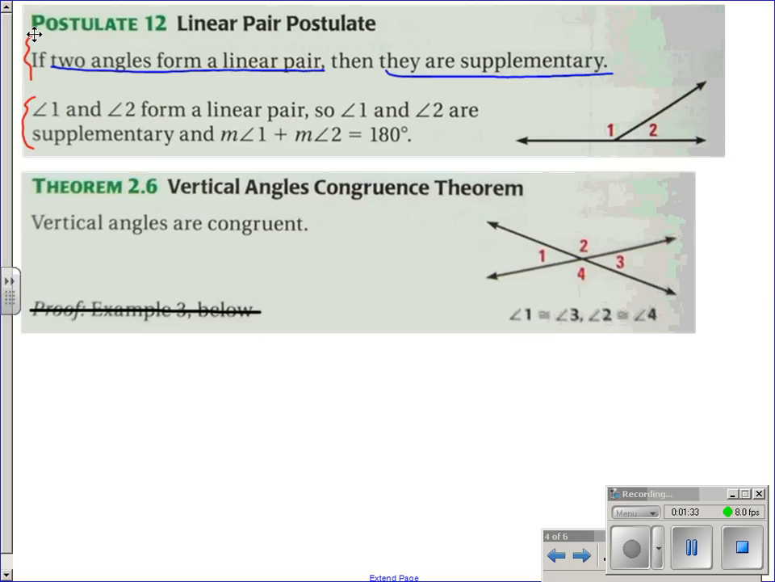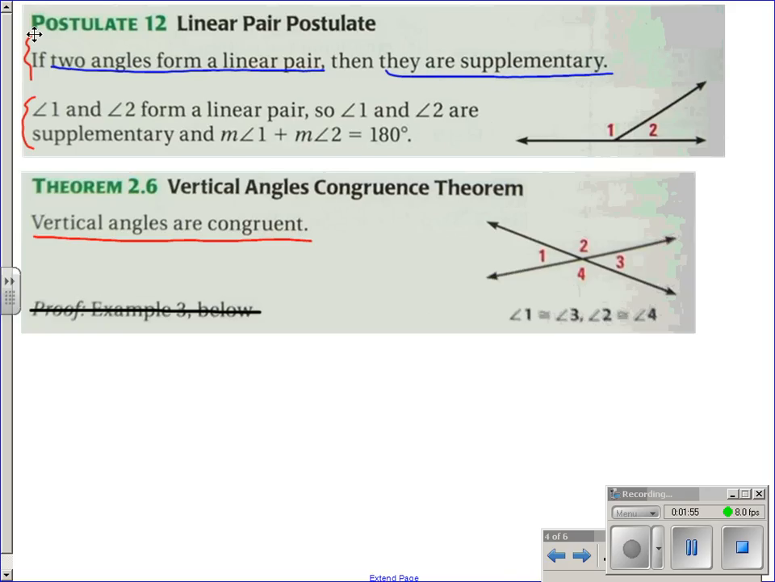The next one is the vertical angles congruence theorem. We've talked about it basically as a property: if you have vertical angles, then they're going to be congruent to each other. We've known that, but this is the formal language, the theorem. We're going to prove it. The idea of a theorem is that it's a statement that has been proven. Once it's proved, you don't need to prove it again.